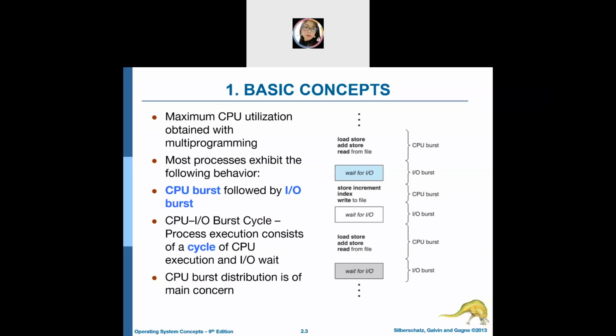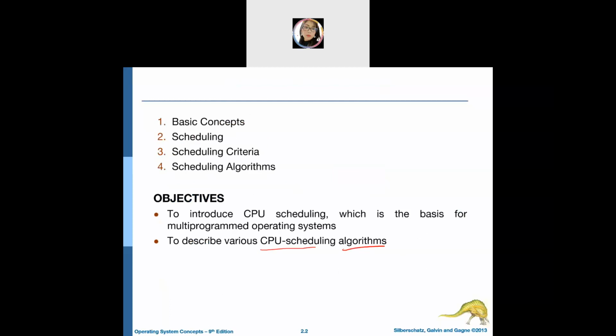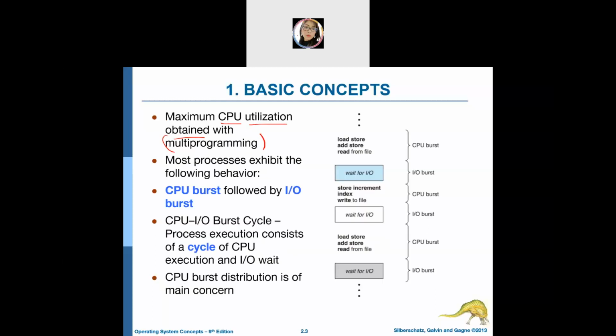First, the basic concept. Maximum CPU utilization is obtained with multi-programming, which is similar to our objective one here. Most processes exhibit the following criteria. First of all, you will obtain the CPU burst first, and then it will be followed by input-output. After that, it will loop again, CPU burst and input-output, and so on. It will be continuous.